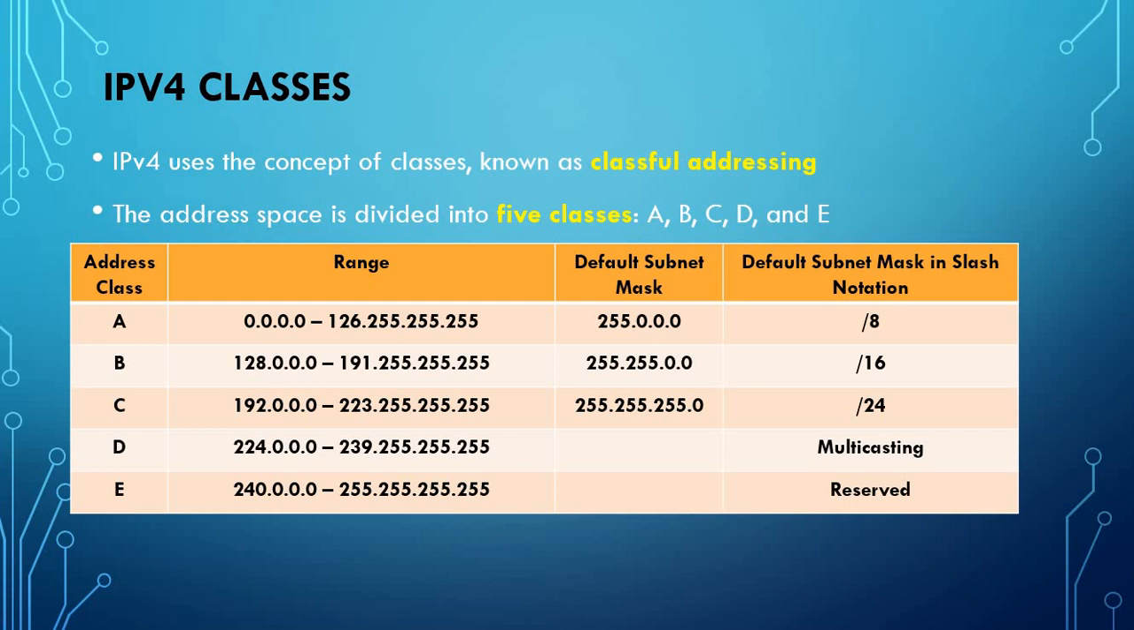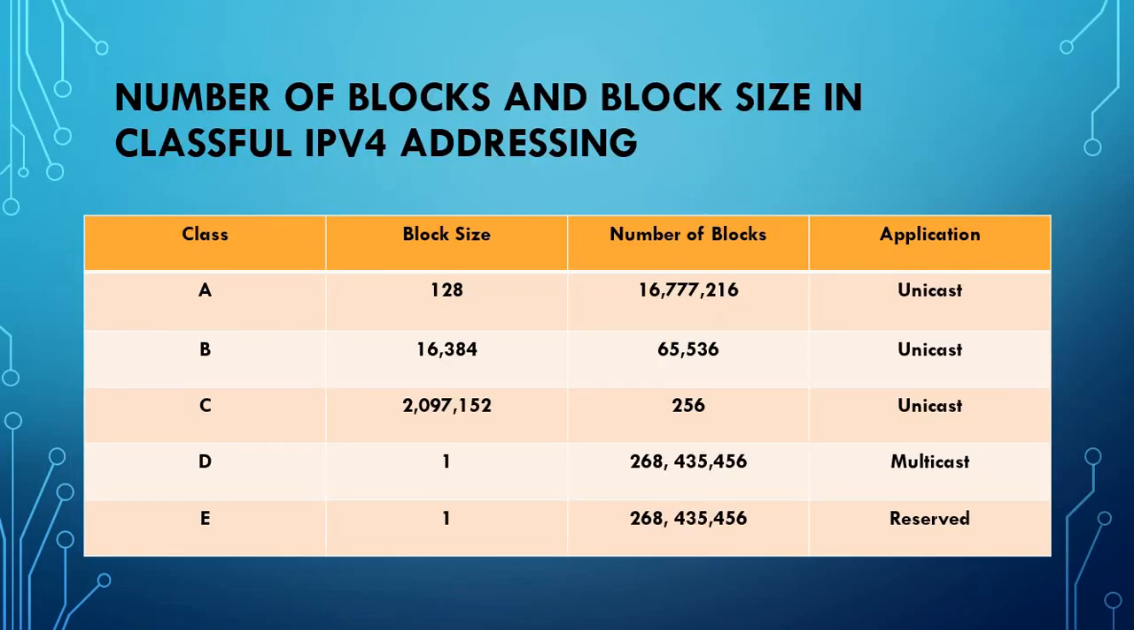IPv4 uses the concept of classes known as classful addressing. The address space is divided into 5 classes: A, B, C, D, and E. You can refer to the table shown for the address class, ranges, default subnet mask, and also default subnet mask in slash notation. Each class has different block size and different number of blocks, and also for different application purposes. You can refer to the table shown.